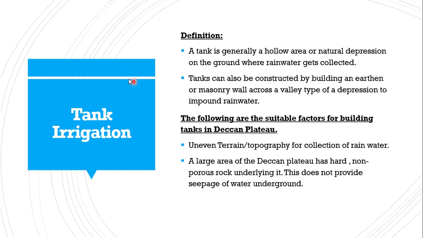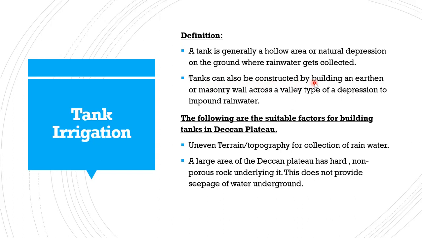A tank is generally a hollow area, a natural depression on the ground where rainwater gets collected. So natural depression, where do we find it in India? In the peninsular plateau area. So in the next slide you will be seeing that.